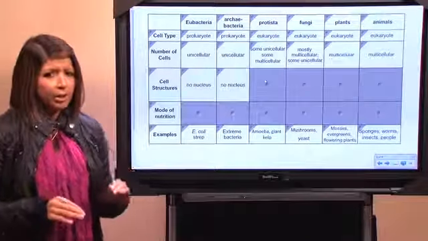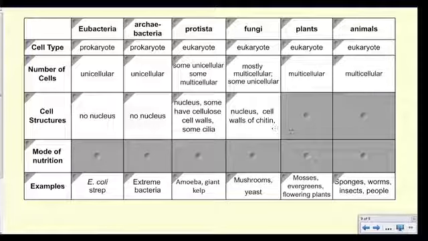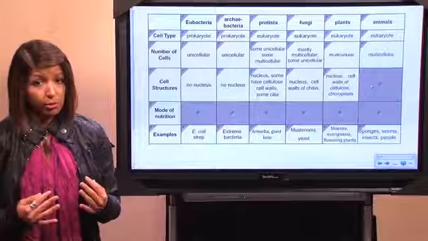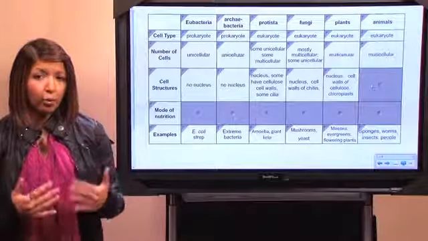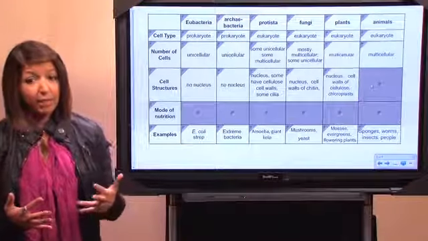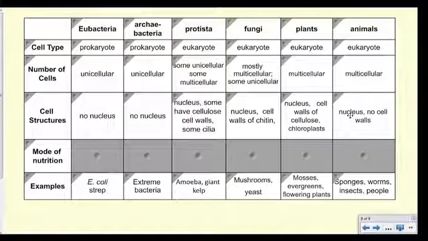Fungi are euks, so they have a nucleus, and they have cell walls made of chitin. Plants are euks, so they have a nucleus, and they have cell walls that are made of cellulose. Plants also have chloroplasts that they use during photosynthesis. And finally, animals. Animals are euks and do not have cell walls.